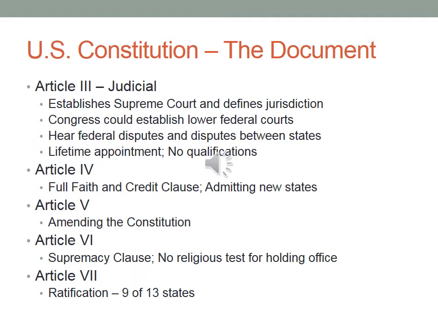Article 6 has a supremacy clause, which basically says the Constitution is the supreme law of the land, that there are no other laws that supersede the U.S. Constitution. And Article 6 also states that there is no religious test for holding office. We're all familiar with the First Amendment that talks about freedom of religion, the Establishment Clause and the Free Exercise Clause of religion, which we'll talk about later in the semester. But also, separation of religion from government is stated in Article 6, when they state that no religious test shall be required to hold any office under the United States.